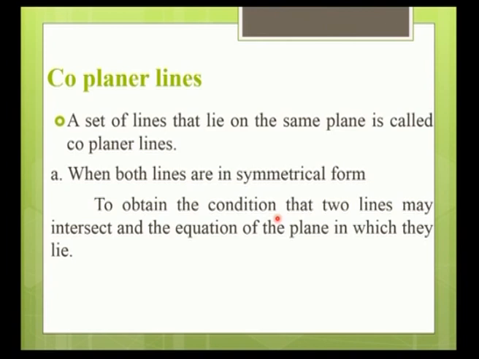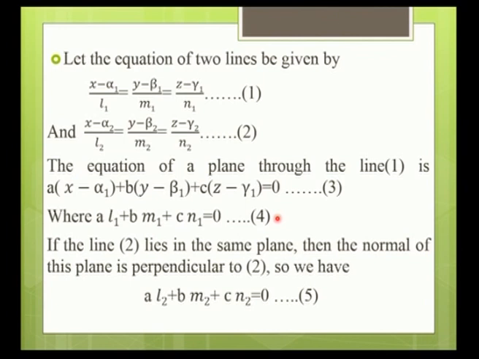Let us take the first case, when both the lines are in symmetrical form. To obtain the condition that the two lines may intersect, and the equation of the plane in which they lie, what we need is the equations of the two lines. The equation of the first line is given by (x - α1)/L1 = (y - β1)/M1 = (z - γ1)/N1. This is the equation of a line.